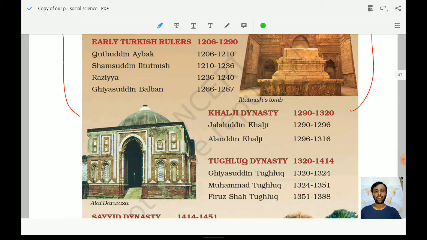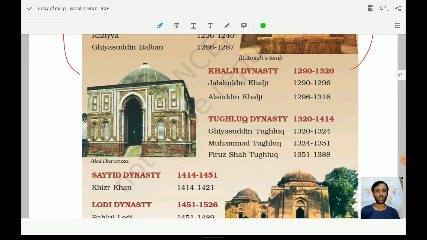So in the later part, after 1287, the Khalji dynasty was established, and they ruled for 30 years from 1290 to 1320. Jalaluddin Khalji and Alauddin Khalji. Jalaluddin ruled from 1290 to 1296, and these are the broad periods that have been given, like Alauddin Khilji ruled from 1296 to 1360. Then the Tughlaq dynasty ruled from 1320 to 1440. Ghiyasuddin Tughlaq was there, Muhammad bin Tughlaq was there, then Firoz Shah Tughlaq was there.